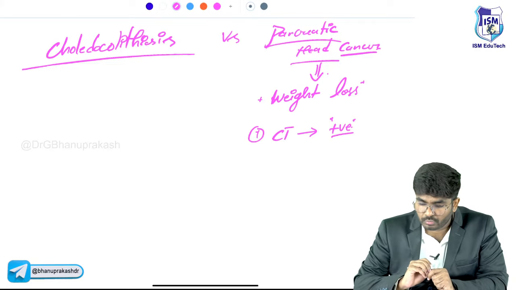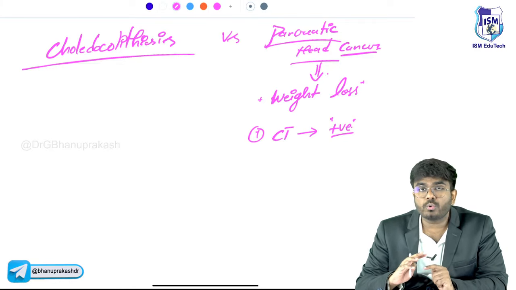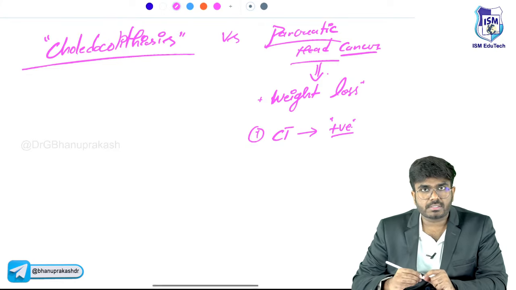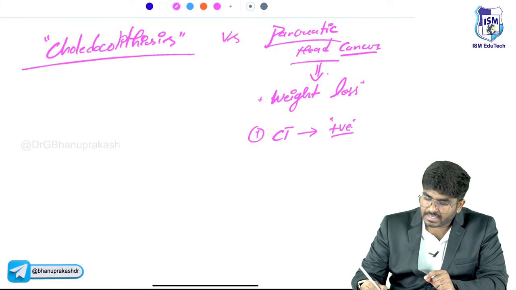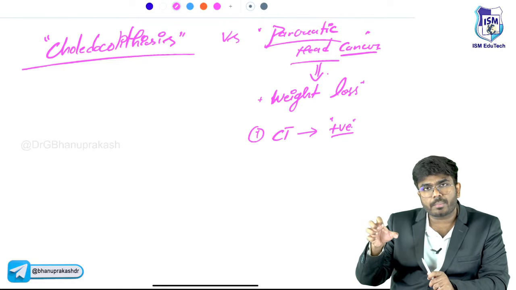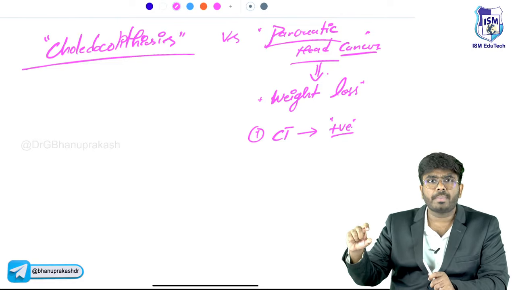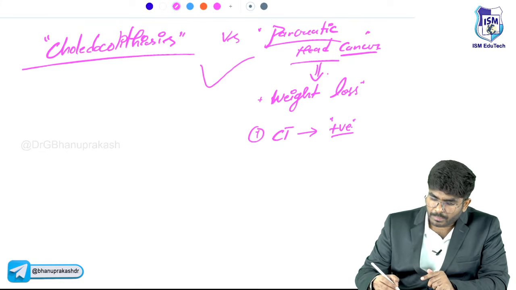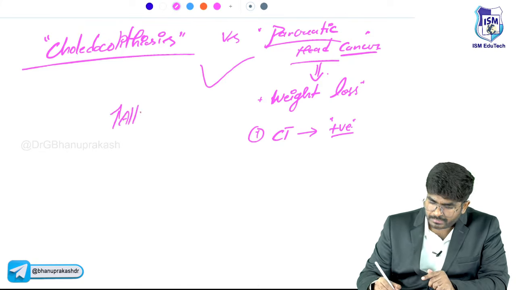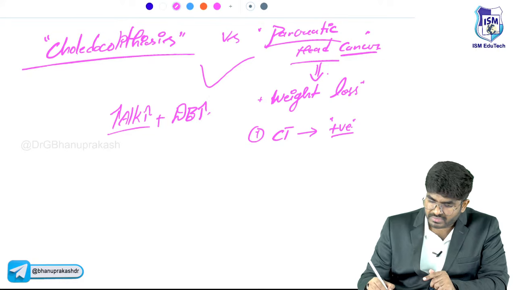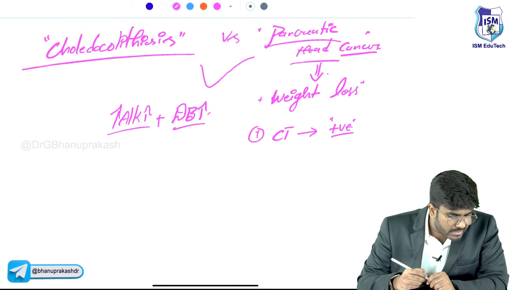So how to differentiate? There are two causes of obstructive jaundice, sir. One is cholelithiasis, stones in the biliary tree. And the second is pancreatic head cancer, which can compress the bile pathway and lead to obstructive jaundice. In both conditions, the patients are going to have elevated alkaline phosphatase levels and elevated direct bilirubin levels.